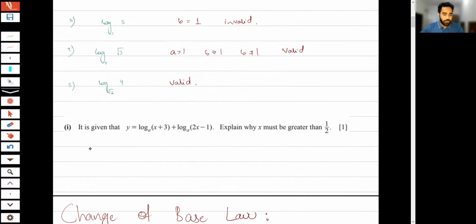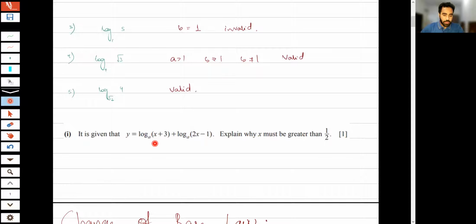Now this is a past paper question. Over here it is given that y equals log (x plus 3) base a plus log (2x minus 1) base a. It's saying explain why x must be greater than half. Why should the value of x be greater than half? If you look here, for a value greater than half, this block won't be affected. But if I have a value of x less than half, this value inside the log would be less than 0.